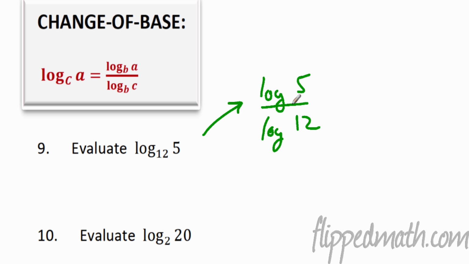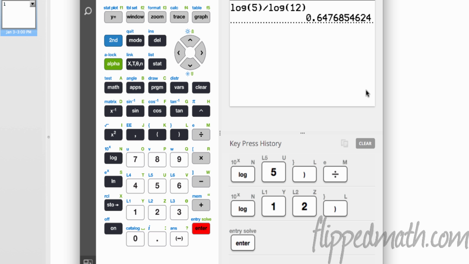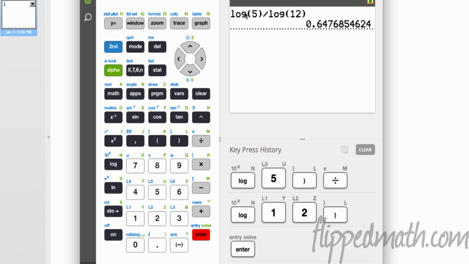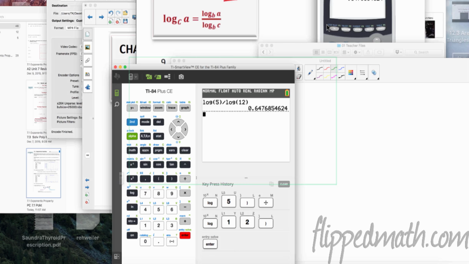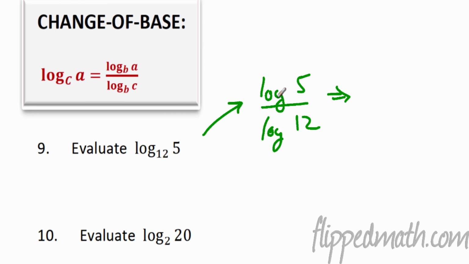The exponent I use on 10 to get 5? Well, that's ugly, and this is ugly too, so we need our calculator. So let's bust out that calculator. Okay, so here's my awesome calculator simulator thing here. And look, there are keystrokes down here, but log 5 divided by log 12. You get 0.647. I'm going to round that up to 4 places. 0.6477. All right, so this equals 0.6477.